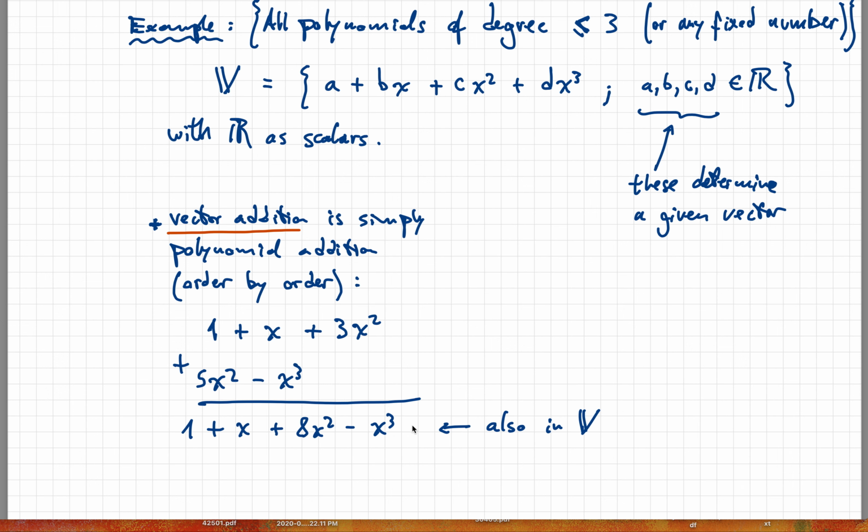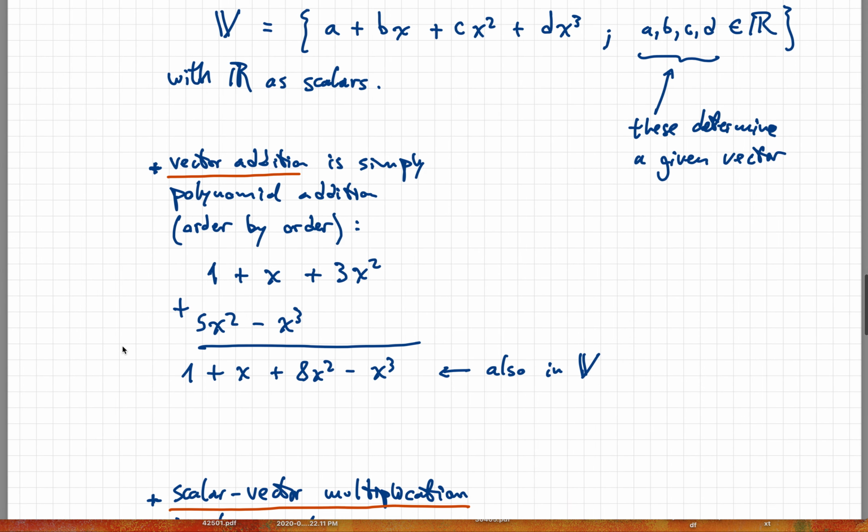And this is a result that is of course in my set of vectors right here, because the result here is 1, 1, 8, and minus 1, and that's of course a member of my vector space. And that simply means that vector addition defined in this way, order by order, arranging things in this fashion, will give you an element of your vector space.